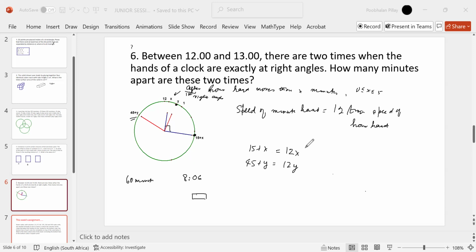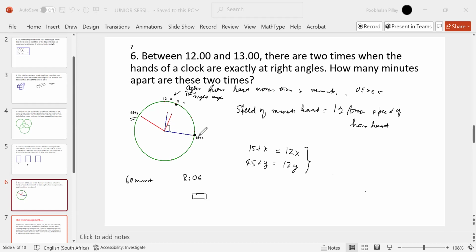Okay, I'm just analyzing the information. I've named two unknowns. One unknown is where the hour hand is sitting, and the other unknown is where the minute hand is sitting. And I've got some equations by using the information that is given. So that's very nice. The whole idea in mathematics is to get equations and problem solving. So now let's ask the question, how many minutes apart are these two times?